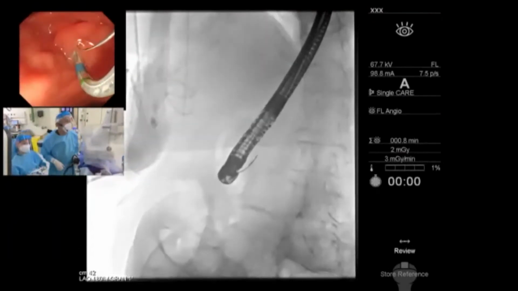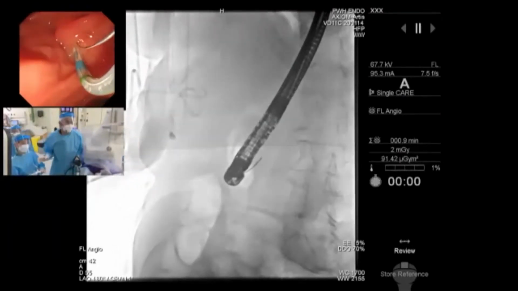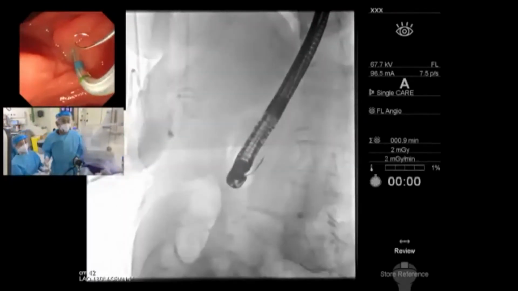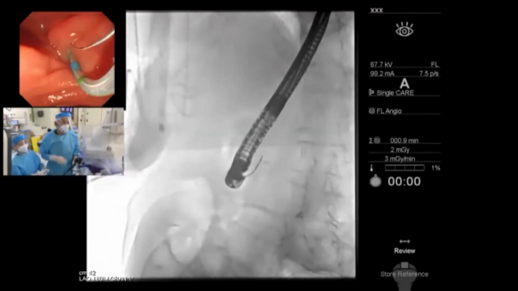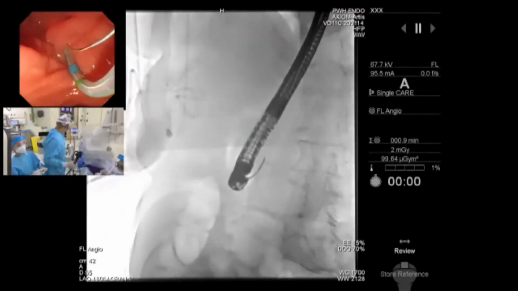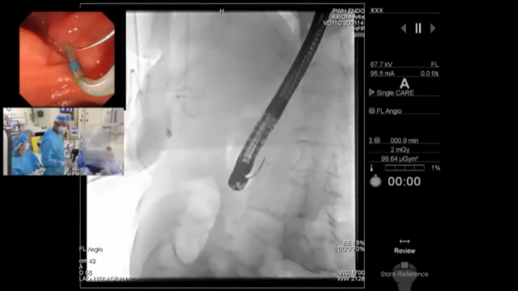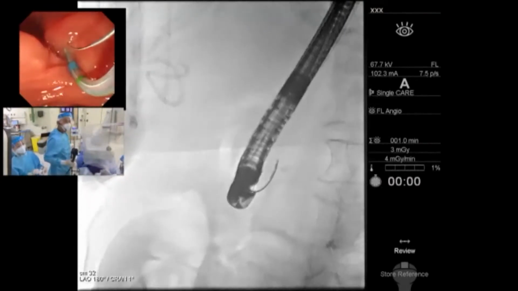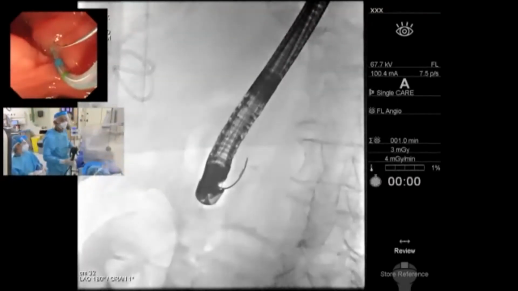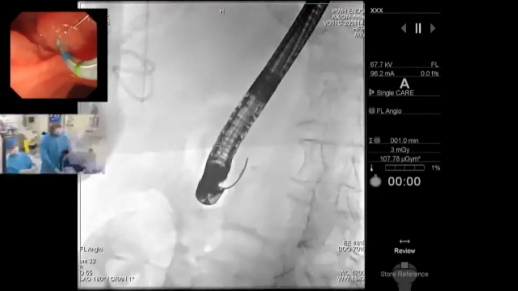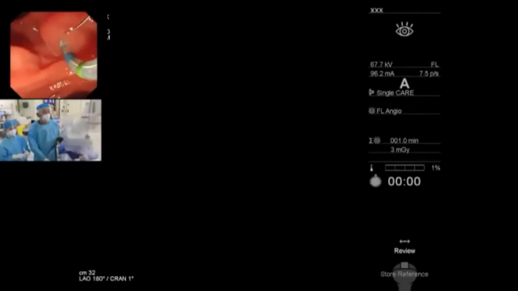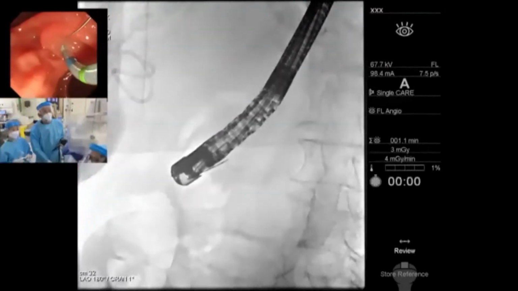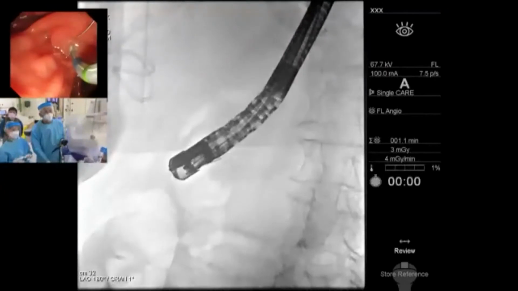Okay, so now the wire is not really going in. I think I'm in the PD right now. But anyway, if the wire is not going in, I'm going to inject a little bit of contrast. Okay, so you can sort of see the PD. All right, so for me, the usual sequence is if there's some difficulty in entering the CBD, and if I can get the wire in the PD, then let's go do that, okay?